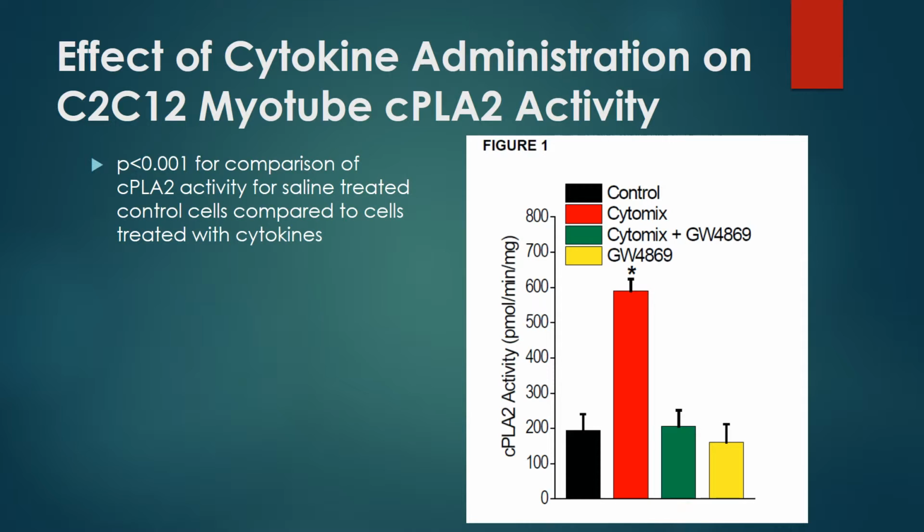The green bar and the yellow bar show the addition of GW4869, which is a neutral sphingomyelinase inhibitor. Since cytokine effects are mediated through muscle neutral sphingomyelinase, the inhibitor completely blocks the cytokine pathway, bringing activity back to the level of the control.